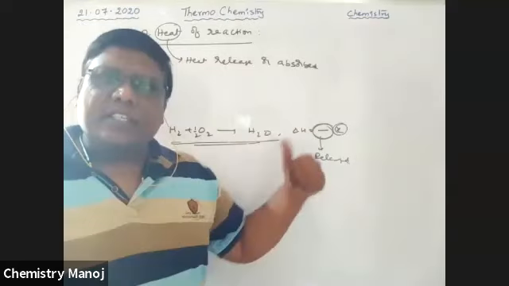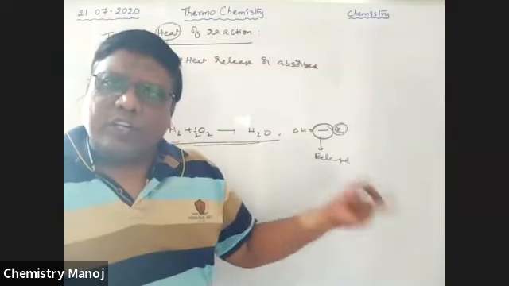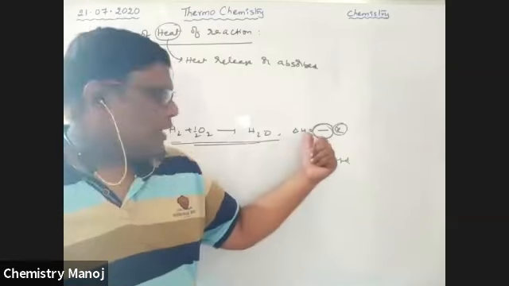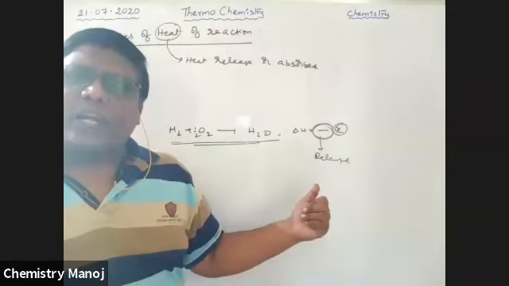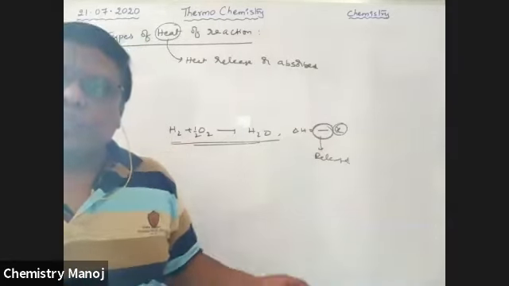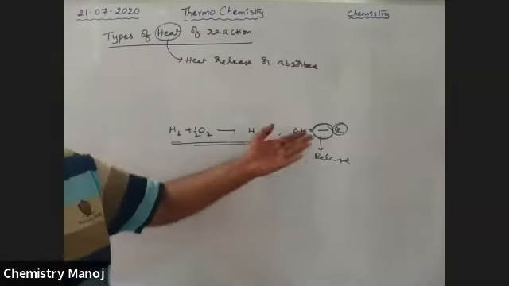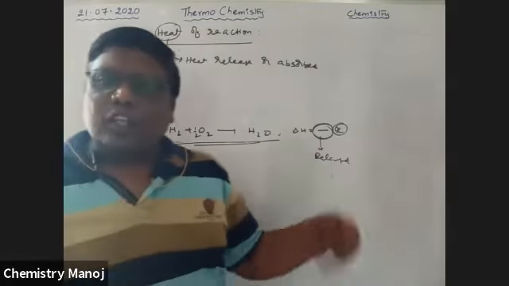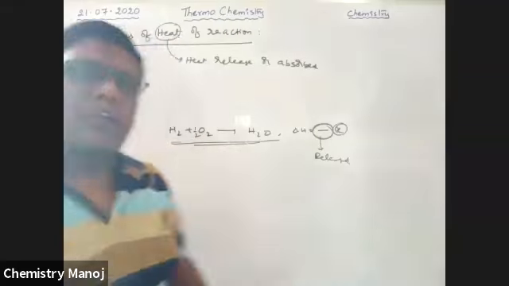Is this released energy or absorbed energy? No doubt it should be released energy, because it is negative. So delta H negative means exothermic, and delta H positive means endothermic. Exothermic means released energy. Endothermic means absorbed energy.